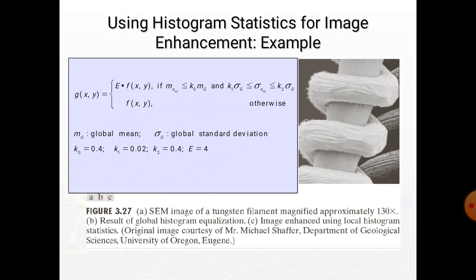As indicated previously, E, k0, k1 and k2 are specified parameters. mg is the global mean of the input image and delta g is the global standard deviation. The enhanced image obtained with the method just described is shown in this figure. In comparing this image with the original in the figure, we note the obvious detail that has been brought out on the right side of the enhanced image.